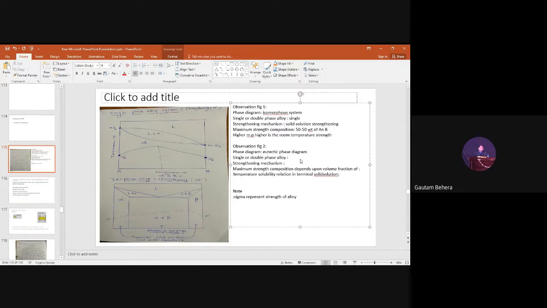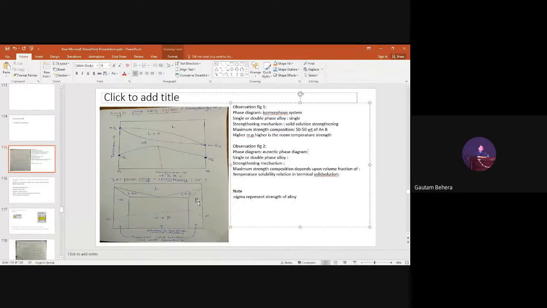What is the meaning of eutectic alloy? Easy melting alloy. Very good. The alloy which melts easily. Easily means at a low temperature, right? Now that is the answer. So the alloy which has a lower melting point than pure A and B.